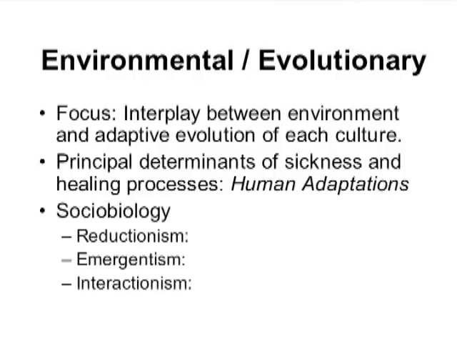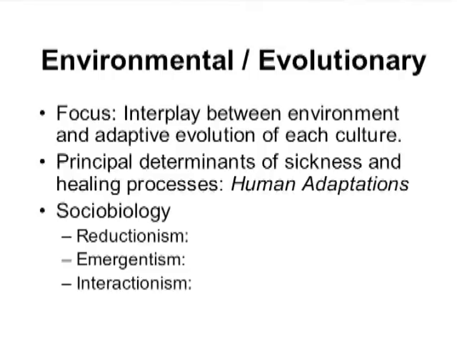In an environmental theory, the focus is upon the interplay between the environment and adaptive evolution of each culture. So what this means is that each culture is engaged in a very Darwinian interaction with the environment, where people are experimenting with plants, they're experiencing diseases, and they're putting these two pieces together and coming up with remedies that tend to be more and more effective over time. And the remedies are directly related to the types of ailments that they encounter in the specific environment where they're living. The principal determinants of sickness and healing in this are human adaptations.